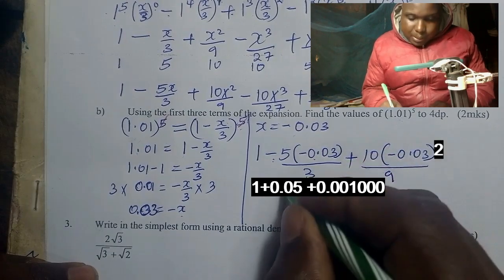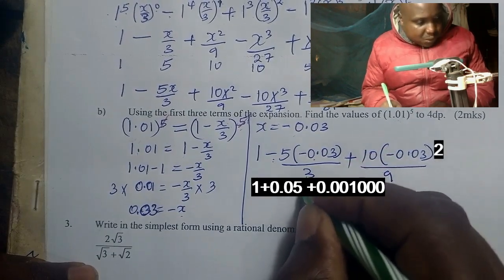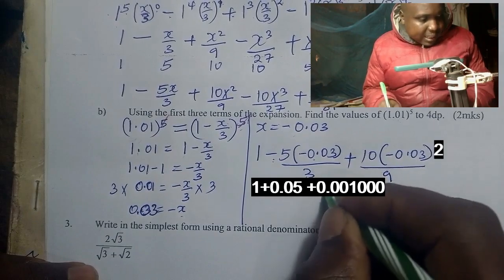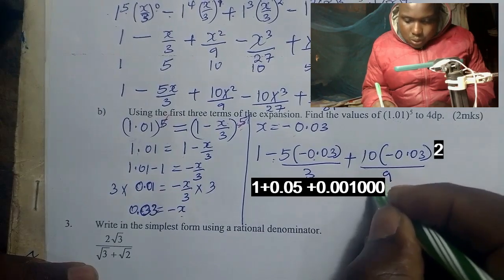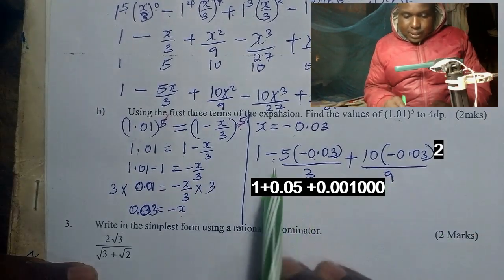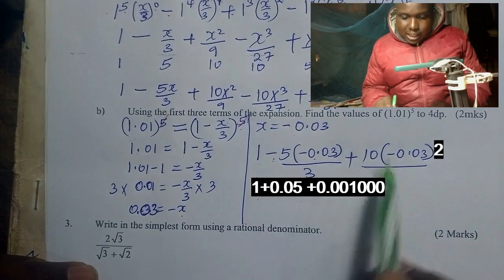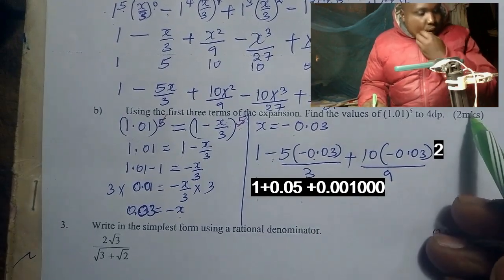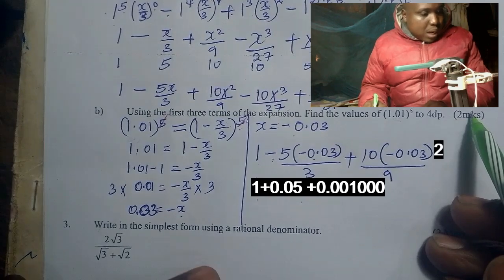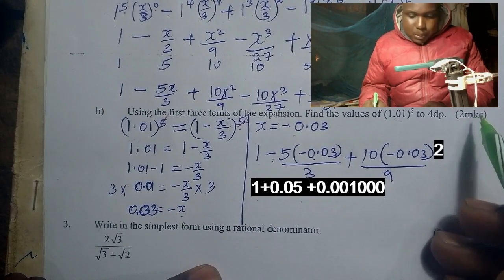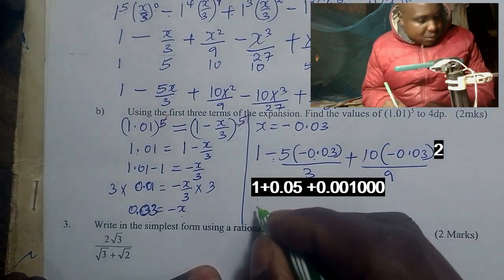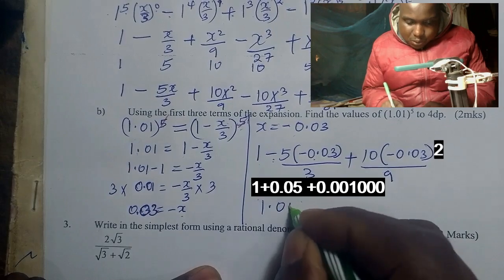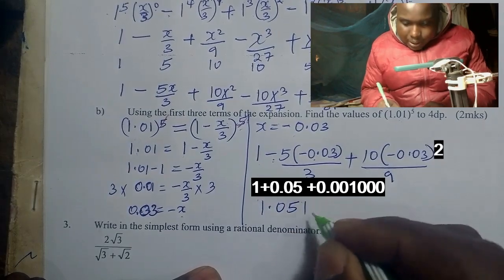So finally you get here 0.05 plus 0.001. This one is 1, this is this, and this is this. Then you were asked to round to 4 decimal places. So you add that and you find it is 1.0510.